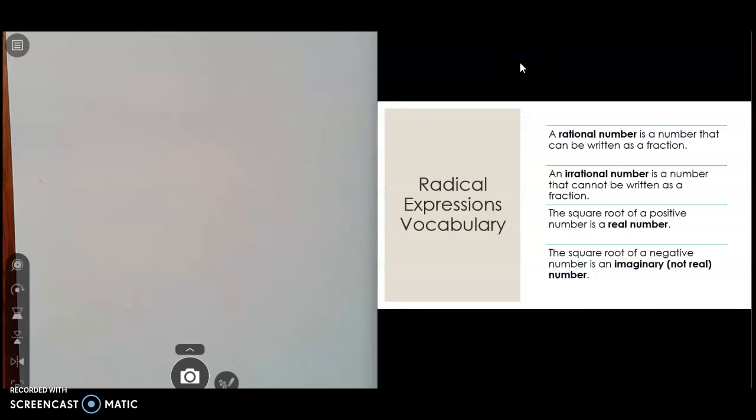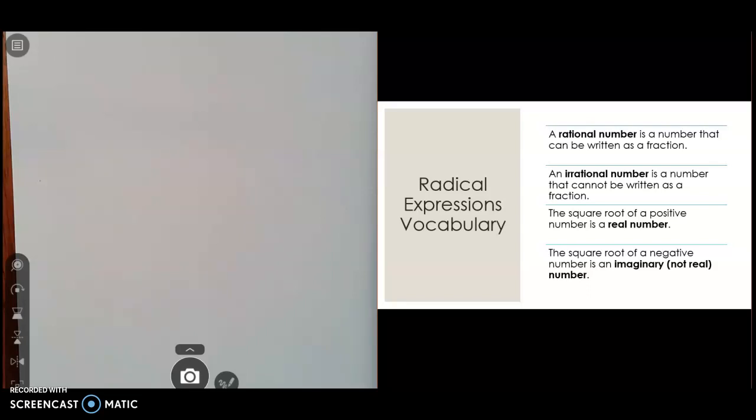So let's talk about some vocabulary. When I talk about a rational number, that is a number that can be written as a fraction. So integer over integer, in simplest form, that's a rational number. So 2 over 3 or 4 over 1, or even negative numbers like negative 16 over 3. Those are rational numbers. An irrational number is a number that cannot be written as a fraction.